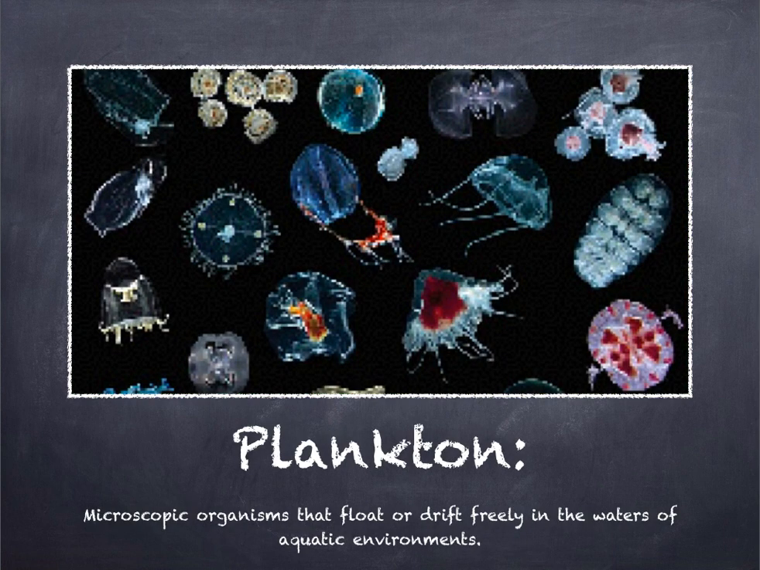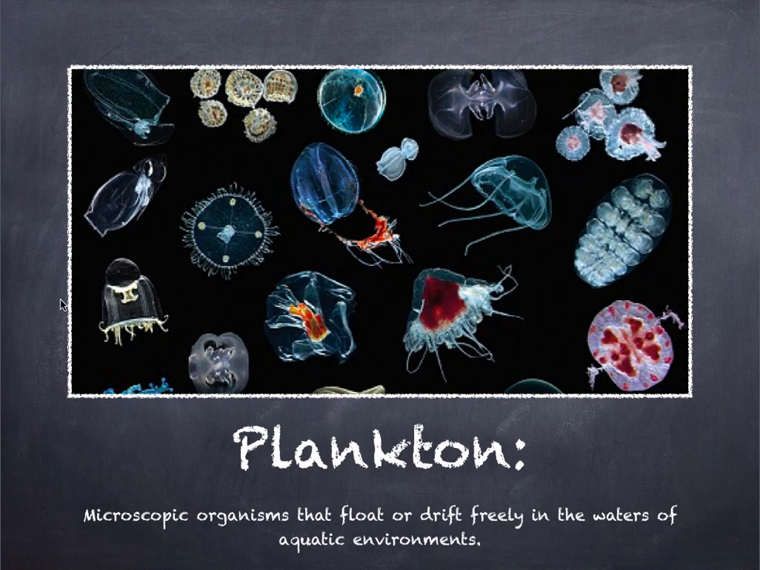Our next word is plankton. We generally know these organisms as phytoplankton. Those are the most abundant planktons in our aquatic ecosystems. These are microscopic organisms that float or drift freely in the waters of aquatic environments. And we saw these in our slides when we took slides of our pond at school.